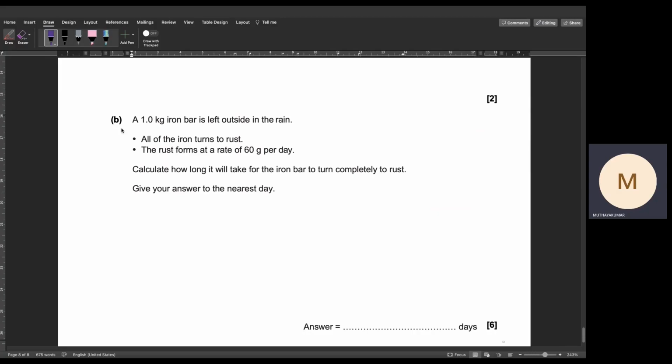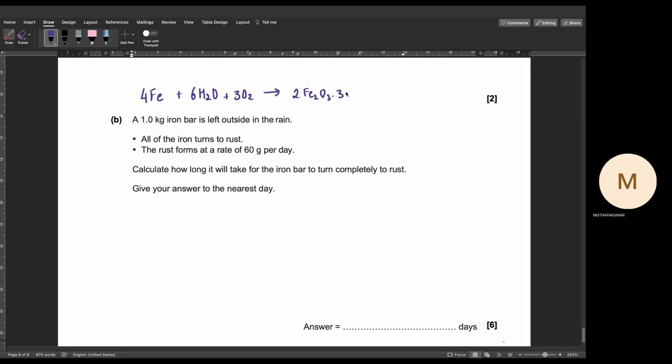So let's rewrite the equation from the first part again. So 4Fe plus 6 lots of water plus 3 lots of O2 will form 2 lots of Fe2O3.3H2O. So this is the reaction that's going to take place. And we've got 1 kilogram of iron, and all of that is going to turn into the iron oxide, which is our rust. And we're trying to work out how long this process will take.